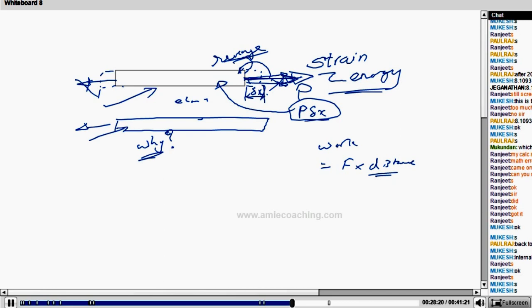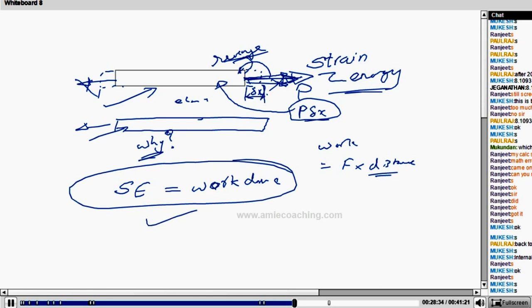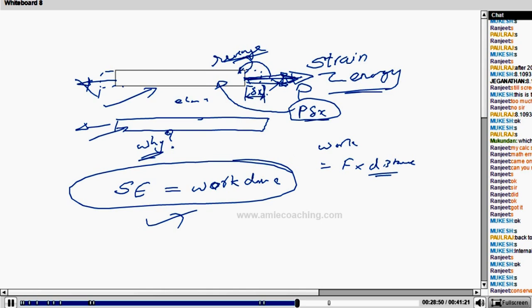That work done results in the formation of strain energy. Or very simply, I can say that the strain energy is equal to work done. Why? Because using that energy stored by means of work done, the material will regain its original shape and size. That means no energy is wasted. Yes, energy is conserved. So strain energy is equal to work done.